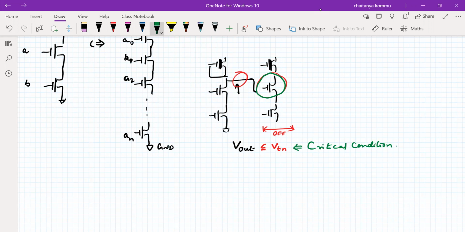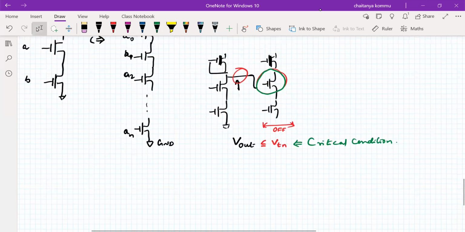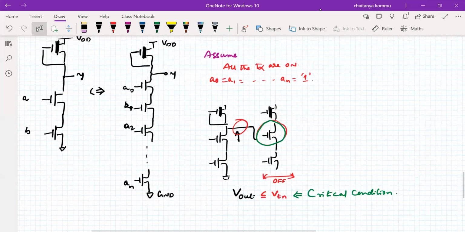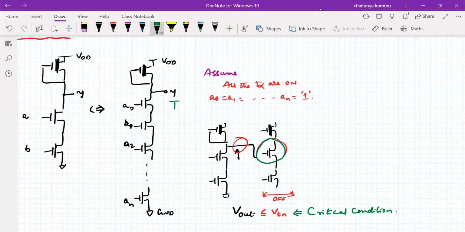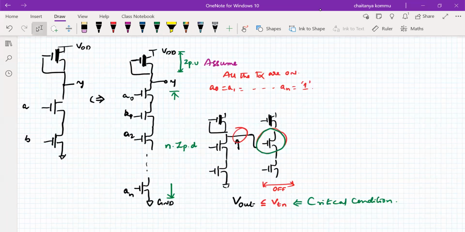This is the point from which we can calculate the sizes of the transistors in the NAND gate, whatever the number of inputs. Can you define its Vout for this n-input device? Let me call the dimensions of the pull-down transistors n into ZPD, the length to width ratio of all the NMOS transistors. The dimension of this one is ZPU, only one transistor. So how do we calculate the voltage across Y to ground?